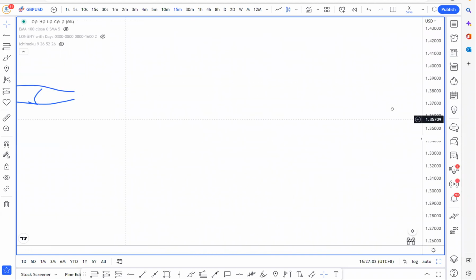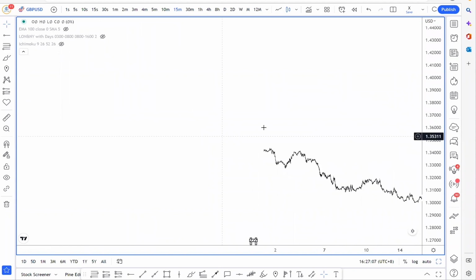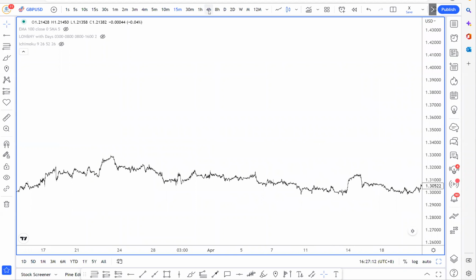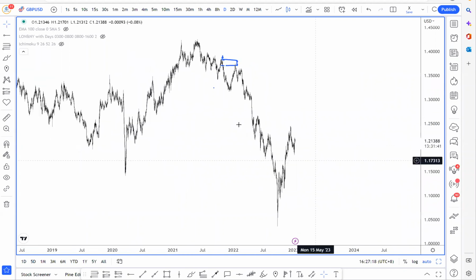Oh, there we go. Oh, nope. Yeah, so we don't have data for that, right? Apparently it just stops at March 2022. Okay, so I can't see the smaller time frame, but that's the idea, right? So go to the smaller time frame and try to find confirmations from there.